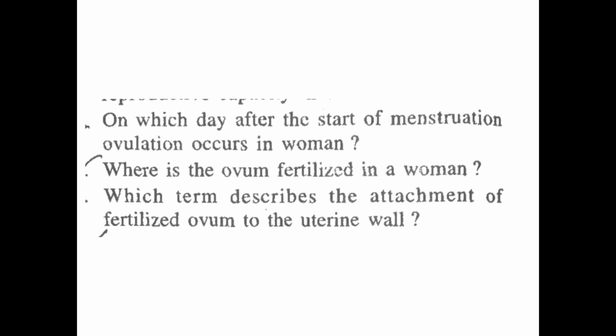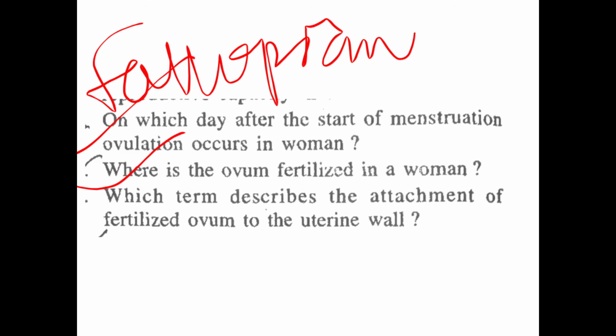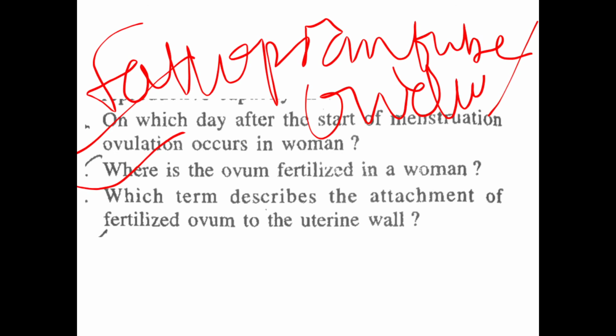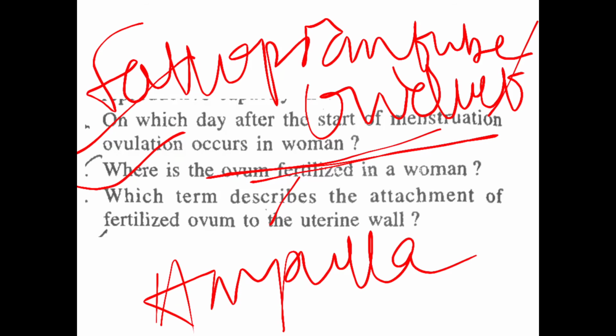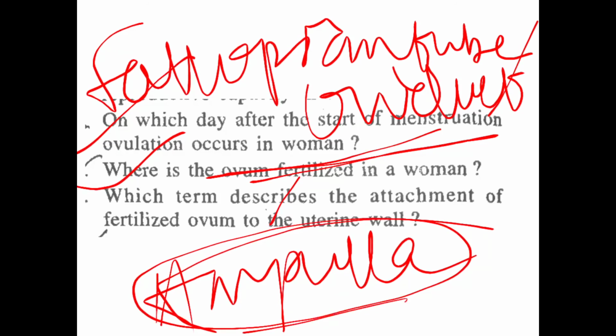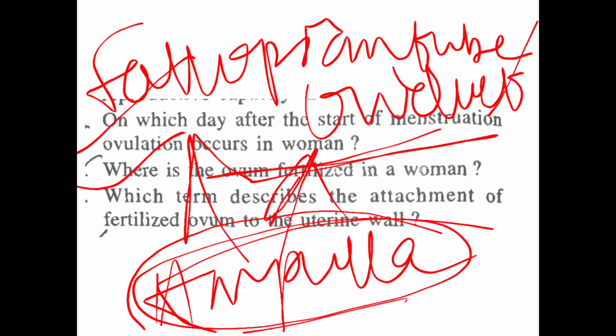On which day after the start of menstruation does ovulation occur in women? This is discussed. Where is the ovum fertilized in women? Fertilization occurs in the fallopian tube or oviduct. You can write oviduct, or if the specific point is wanted, the ampulla of the fallopian tube. If ampulla is not mentioned, you can write fallopian tube or oviduct. If ampulla is mentioned, then you have to choose ampulla.